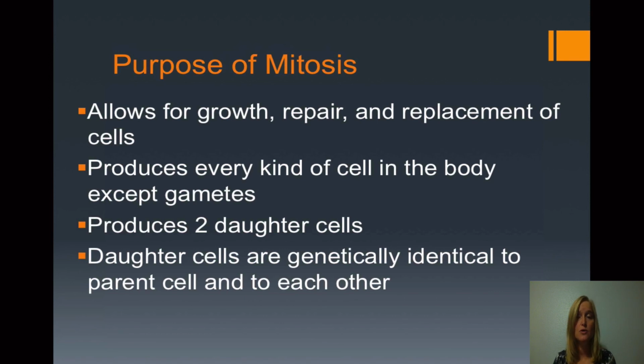And that's really important because if you're making skin cells or you're making liver cells, you want those cells to do the job that they're supposed to do. And so you need those to be genetically identical and have the instructions that will tell them to be a liver cell or that will tell them to be a skin cell.